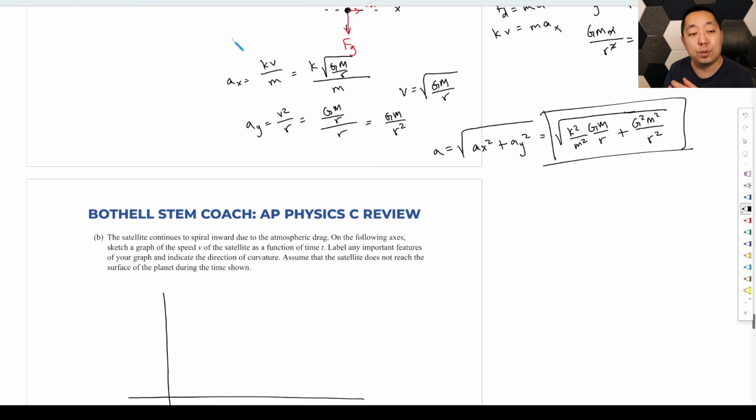Remember, with drag forces, you're probably going to do a differential equation. So this thing is controlling the speed, right? In the y direction, there's no speed. It's only moving in the x direction. So therefore, we know dv/dt, the acceleration, is kv over m.